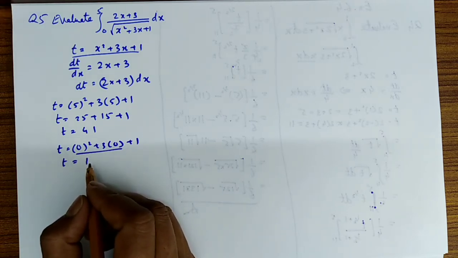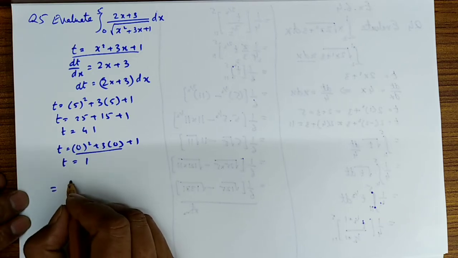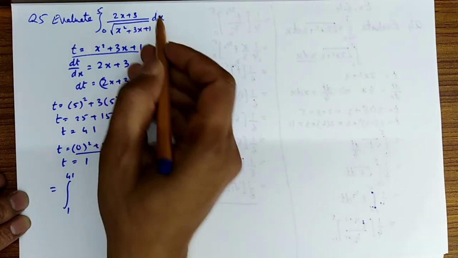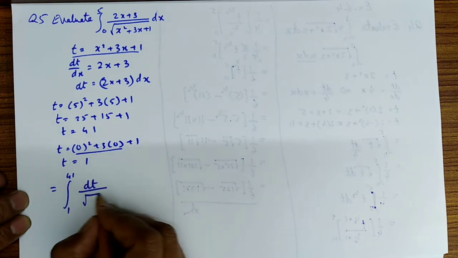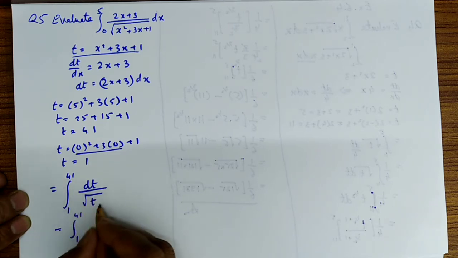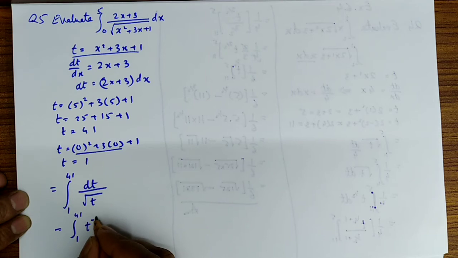So these are our limits, and we are going to now put the values into the original question. So the original question is now in the form integral from 1 to 41 of (2x plus 3) dx. In place of 2x plus 3, I'm going to write dt, divided by root of t. Okay, now from 1 to 41, I'm going to move this root of t into the numerator, so I can write this as t to the power minus 1 upon 2 dt, right?